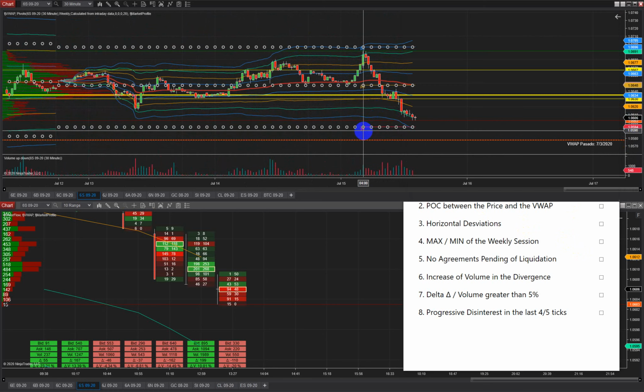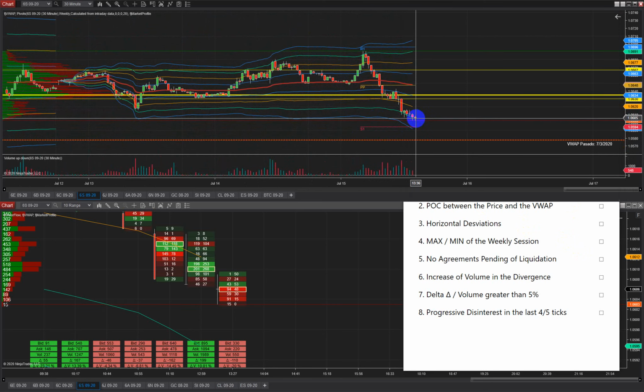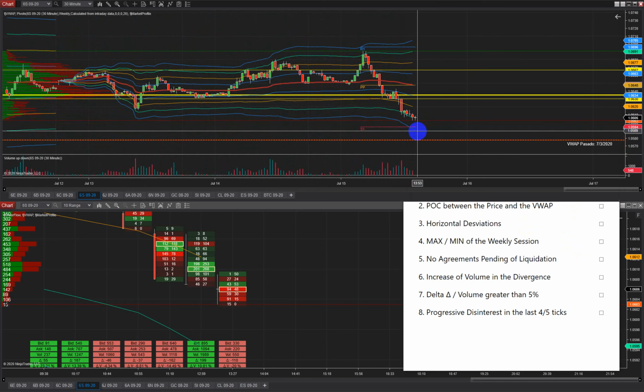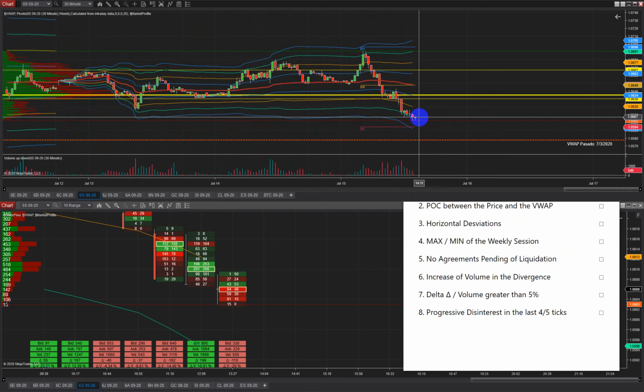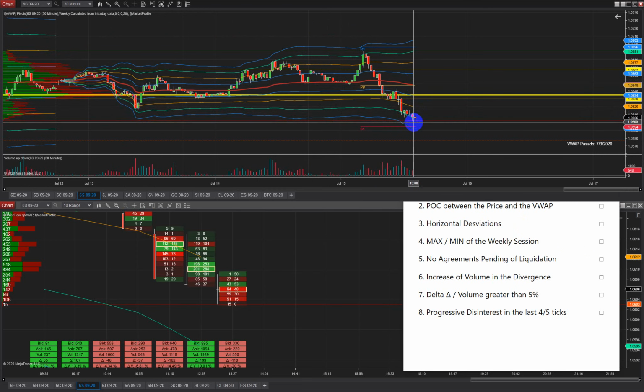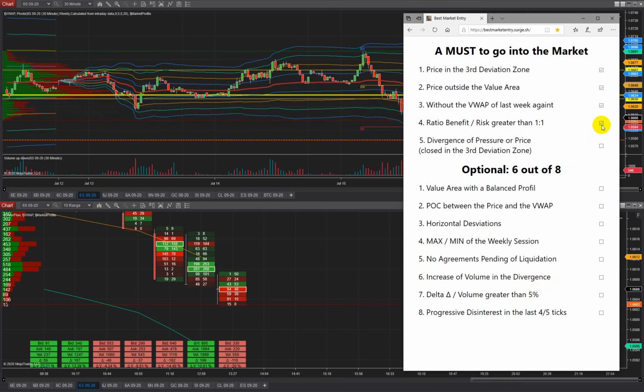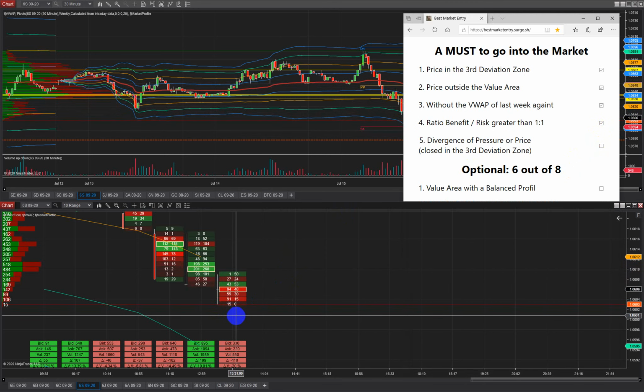So we're good. Ratio benefit 1-1, yes. From here we put the stop loss above 4, up under 4, and to the VWAP we actually have at least 3 to 1 because we are in the third deviation actually. So 3 to the VWAP, 1 outside. So that's good. And do we have a divergency?